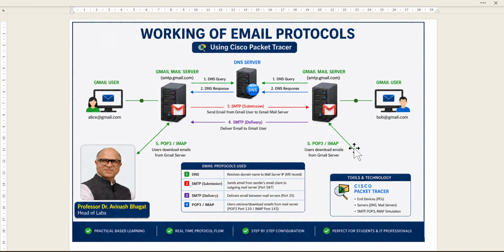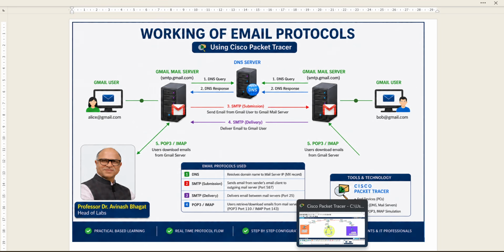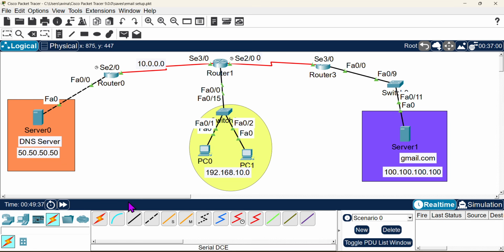In today's practical, we will perform the working of email protocols. Launch Cisco Packet Tracer. I have created one network for you in which there are three routers. To one of the routers I have connected the DNS server, to another router I have connected the Gmail server, and to one of the routers I have connected the user network.